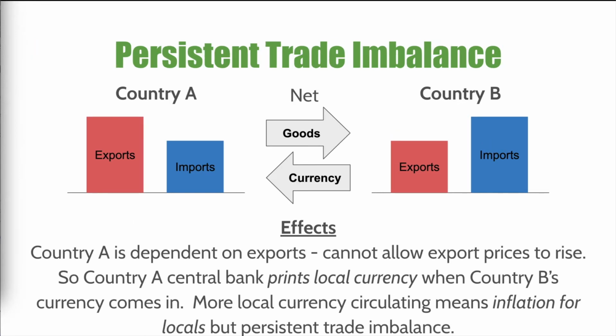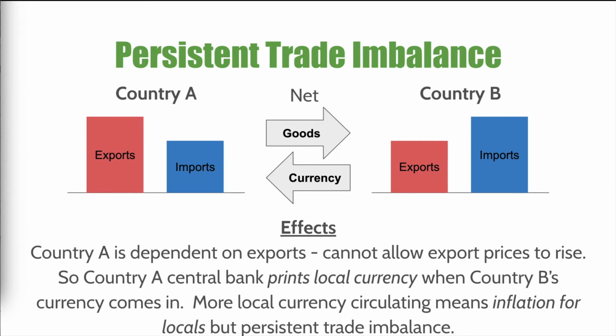So to create a persistent trade imbalance where country A always has higher exports relative to country B, there's always more goods flowing out of country A into country B and more currency flowing out of country B and into country A. A great example of this is if country A is one that's dependent on exports, like a lot of developing economies are. That economy, for its own reasons, cannot allow export prices to rise because if its exports become more expensive, then other trading partners will buy less of those exports and their export dependent economy will suffer.